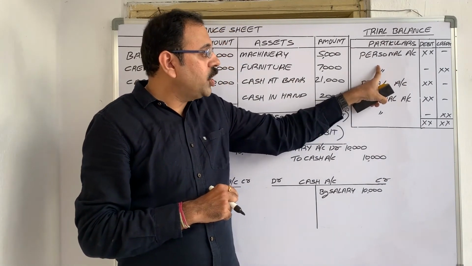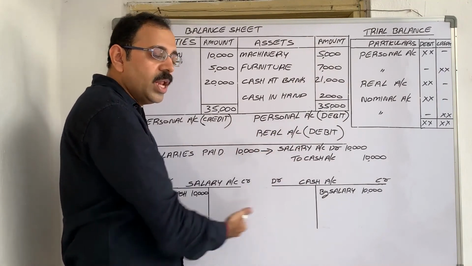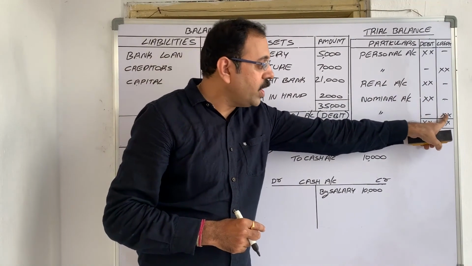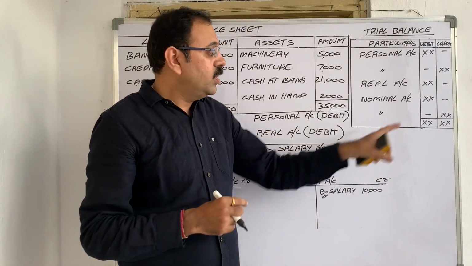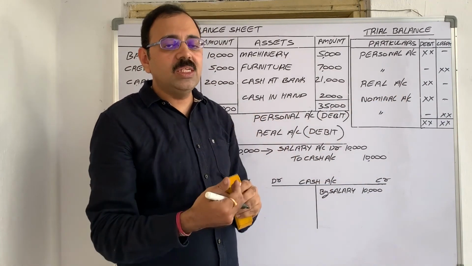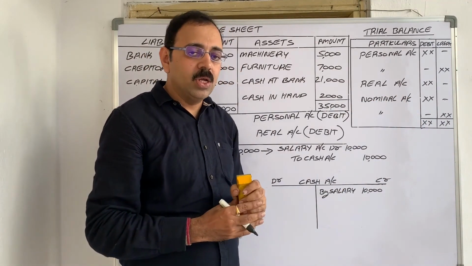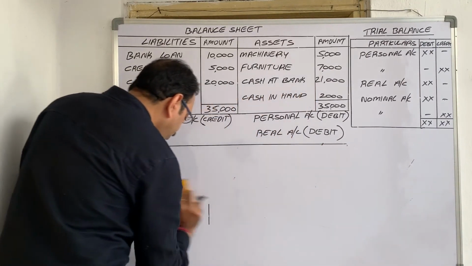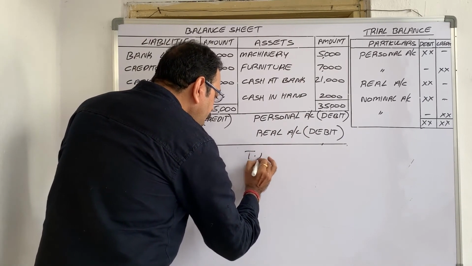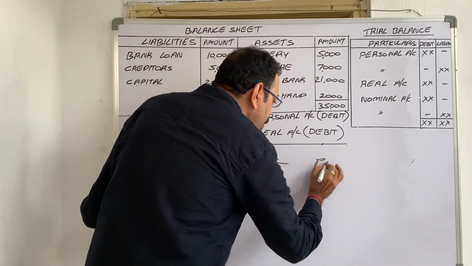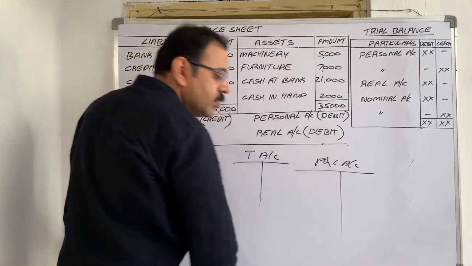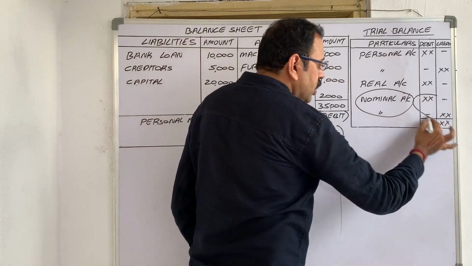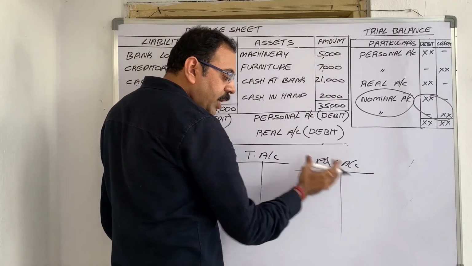And the trial balance includes all personal accounts, real accounts, nominal accounts. Now, these nominal accounts may show a debit balance or credit balance. Suppose salary paid, that account shows a debit balance. Commission received, that account shows a credit balance. So all these debit and credit balances of nominal accounts we transfer to the trading account and profit and loss account. So from the trial balance, these nominal accounts we have taken to trading and P&L accounts.